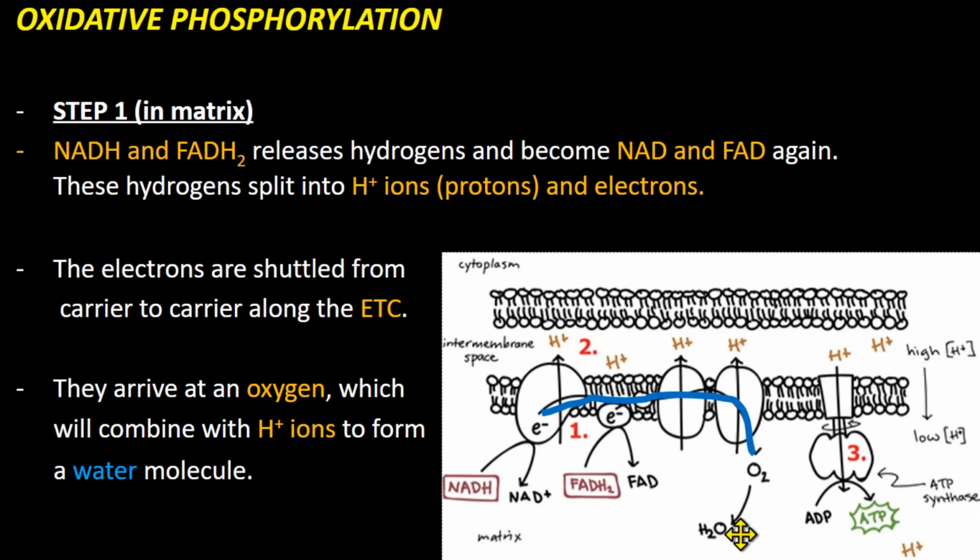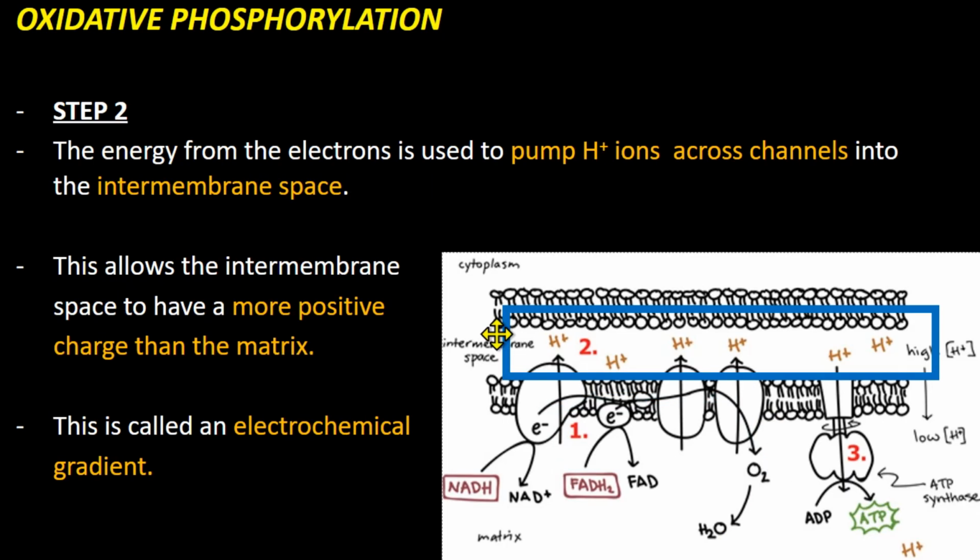That's going to form water. Step 2. The energy from the electrons is used to pump hydrogen ions across channels. This is going to end up here in this intermembrane space. So basically, as these electrons flow along the chain, this is going to encourage all these hydrogen ions to shoot up into this intermembrane space here through these protein channels.